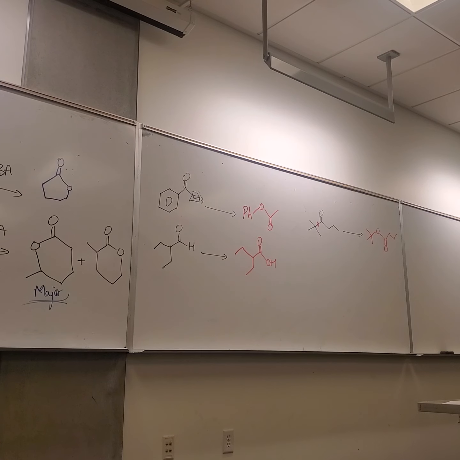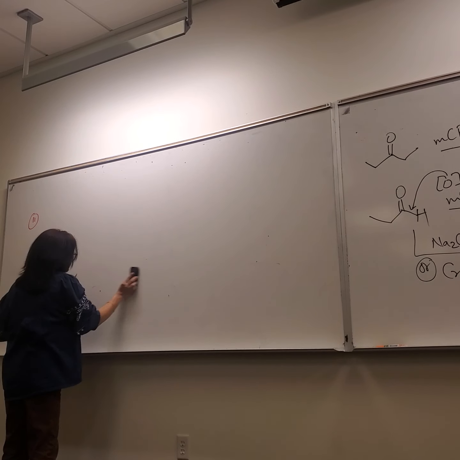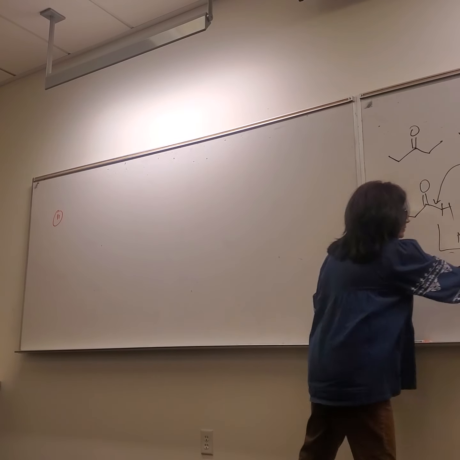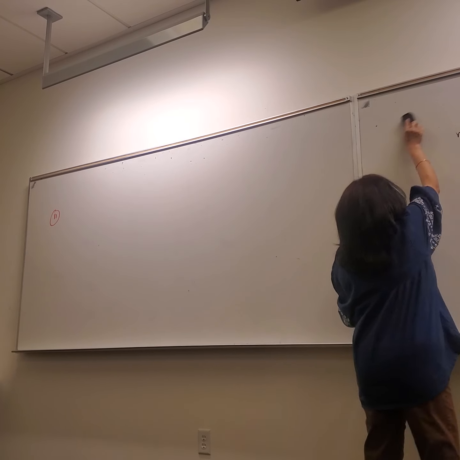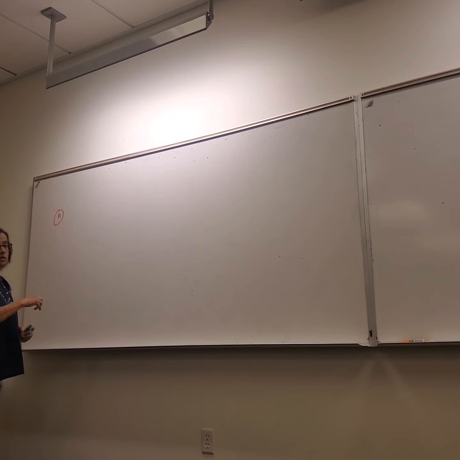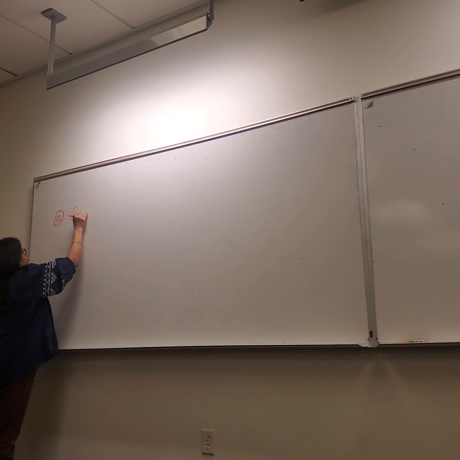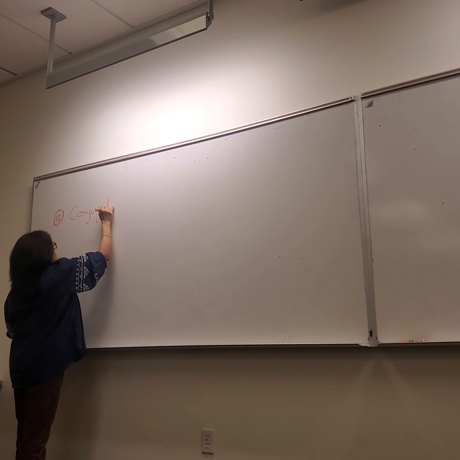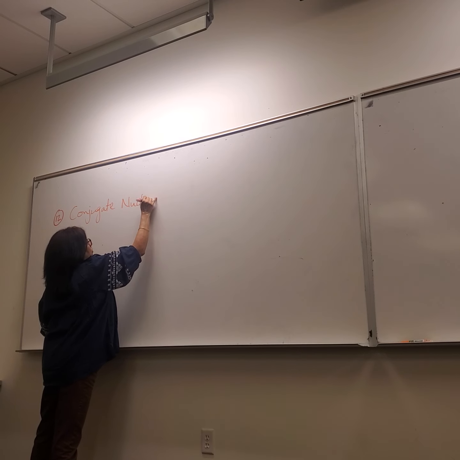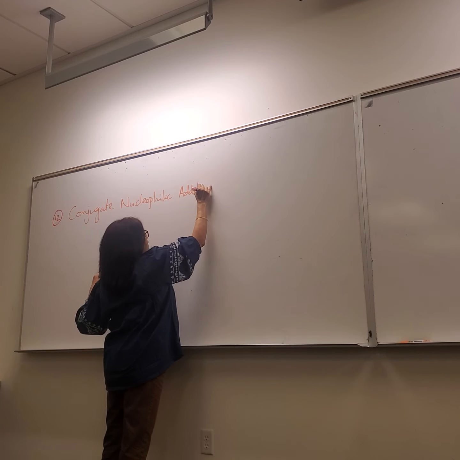Okay, cool. The next reaction, let's call it reaction number 12, is something that most textbooks do in a couple of chapters. But this textbook is actually doing it here, so let's just cover it now. Excuse me, I'll erase this. It's number 12, right? Yeah, number 12. Conjugate nucleophilic addition reaction.